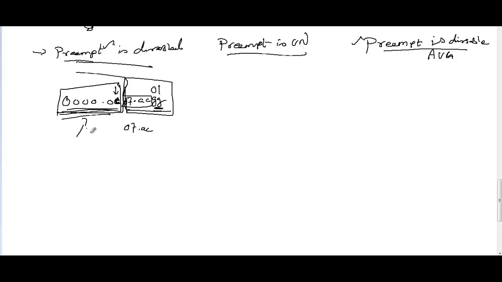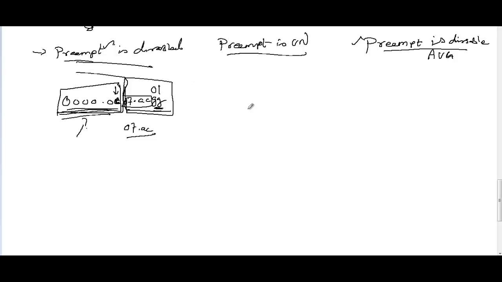Here you can easily remember, that's why I am saying 0000.0C. So HSRP is easy to remember. Now 07 AC is the HSRP ID. You can see this in exam questions: what is the HSRP ID in the below address? If you find 07 AC, then that is the HSRP ID.